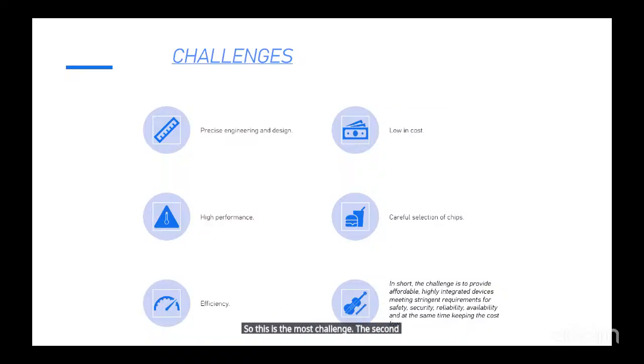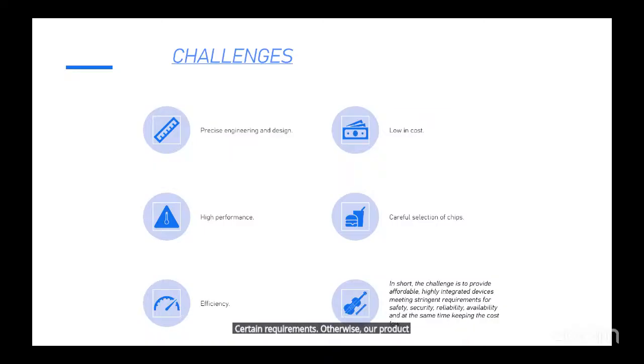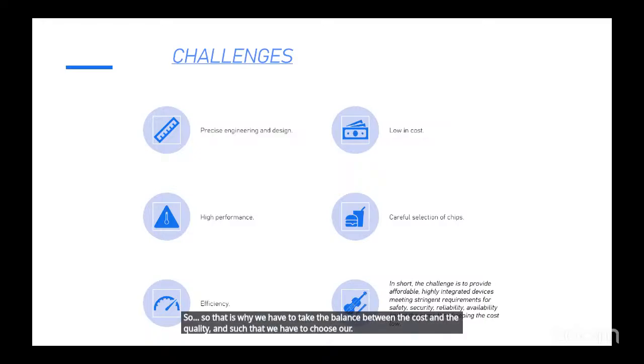The second one is the cost. This is a very big challenge in the embedded world, because every product is cost effective, and everyone is offering their own low cost in the embedded market, right? If we reduce the cost, our quality will reduce. And we can't increase the cost beyond certain limits, otherwise our product will not survive in the market. That is why we have to balance cost and quality, and choose our design efficiently.